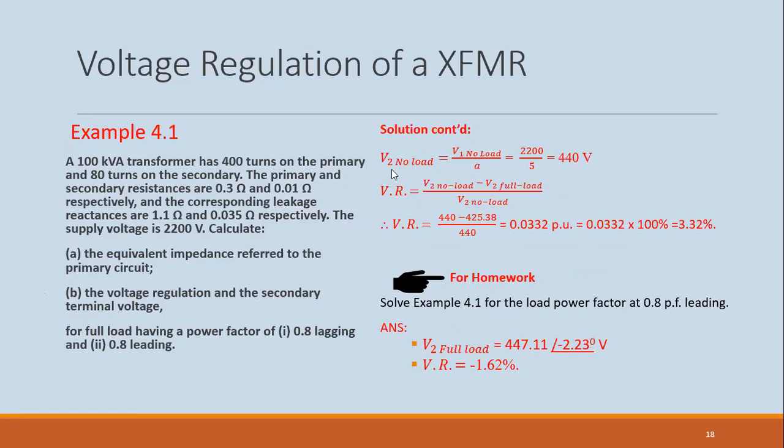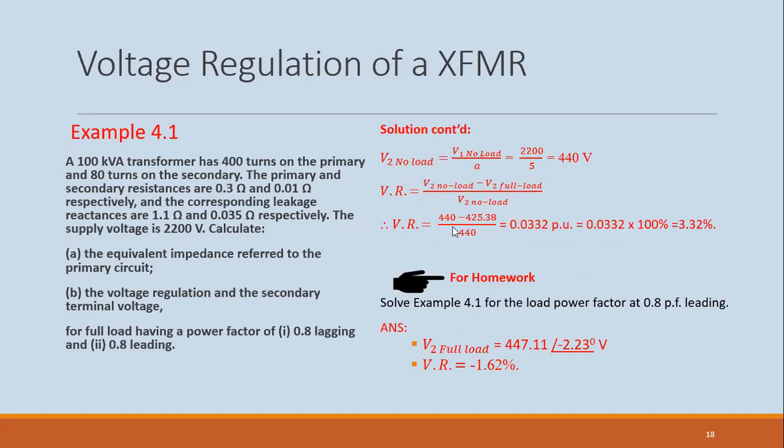Now at no load, based on the turns ratio, V2 should be equal to V1 divided by the turns ratio. So that should be 2200 divided by 5, and that'll be 440. Therefore, the voltage regulation now will be the no load voltage on the secondary minus the full load voltage on the secondary, divided by the no load voltage on the secondary.